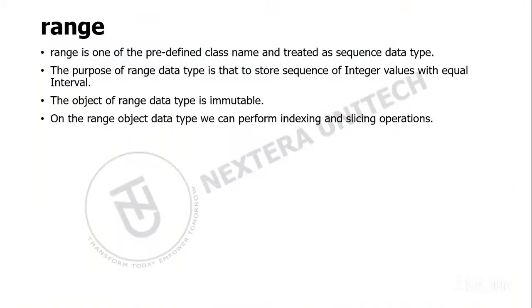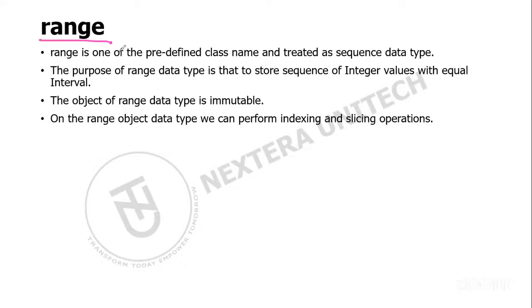So we are done with the bytearray data type. The last data type that is part of the sequence category is range. So let us continue with the range data type. This is the last one as part of the sequence category.